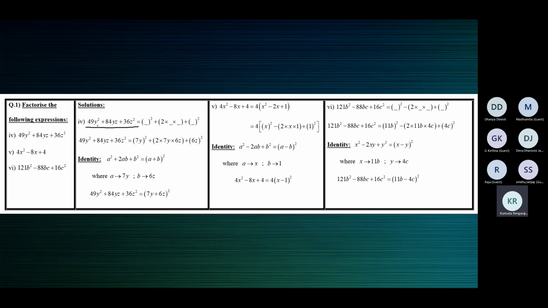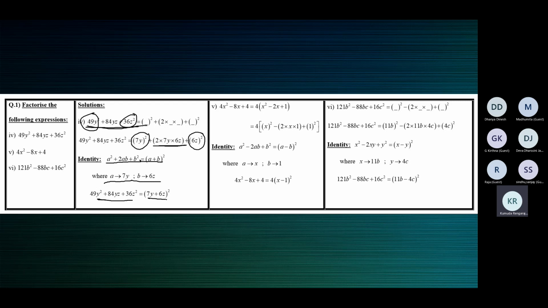So 3 terms, 2 perfect squares. Step 1 is to write 49y square as 7y the whole square, 36z square as 6z the whole square, and then the middle term 2ab. This 2ab works out to 84yz. So the given expression is of the form a square plus 2ab plus b square, and the answer is a plus b the whole square, where a is 7y and b is 6z. So the factors of the given expression are 7y plus 6z into 7y plus 6z.